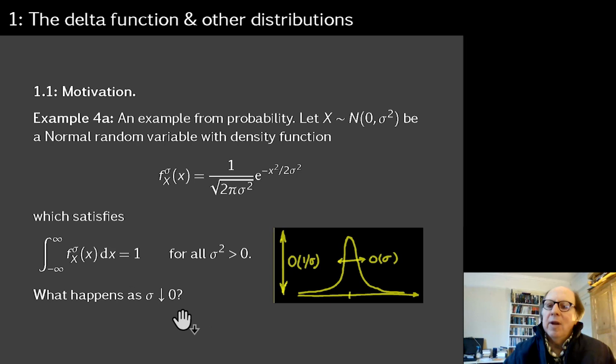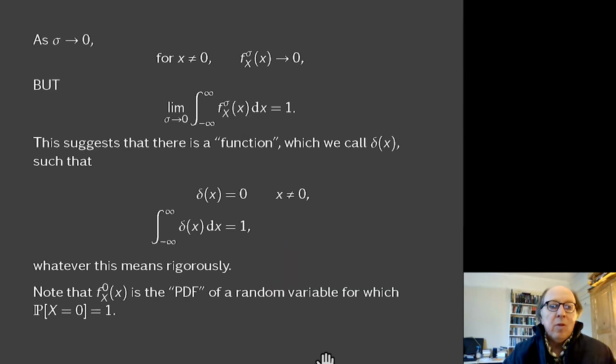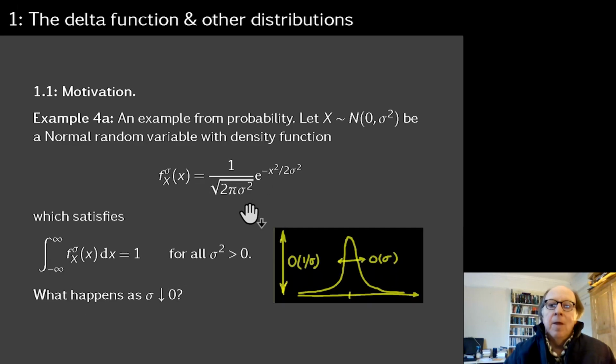But what happens when you let sigma tend to 0? You may never have thought about that, but what happens as you let this get narrower and narrower, and this get higher and higher? What happens? Well, if you take any value of x which is not 0, then as sigma tends to 0, the probability density function tends to 0. So if we go back and have a look at it, we have a 1 over sigma here, which is going to go to infinity as sigma goes to 0.